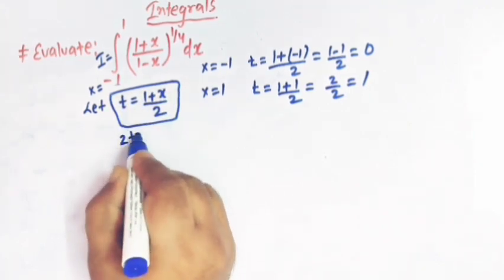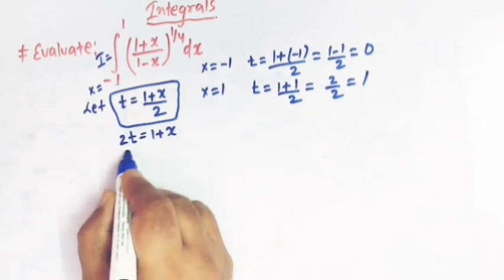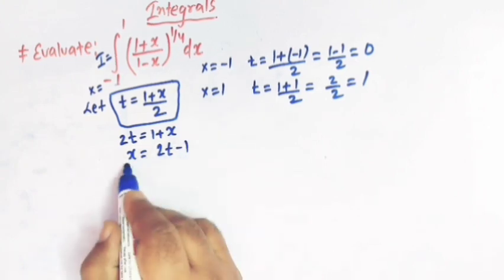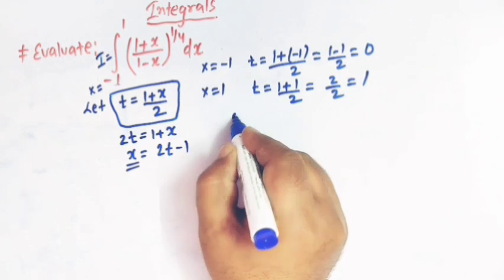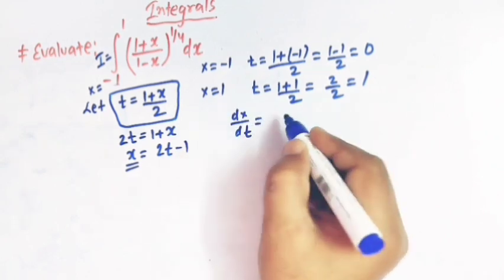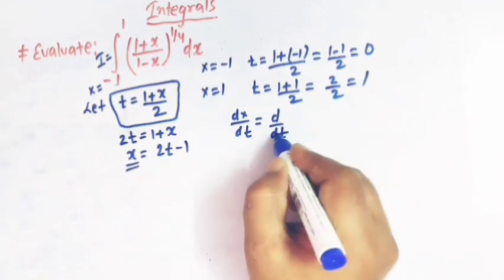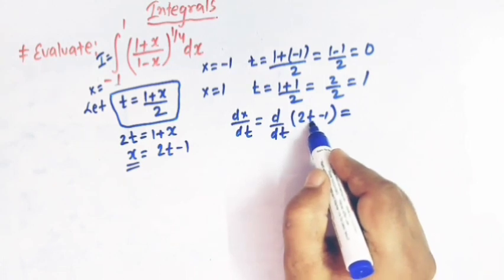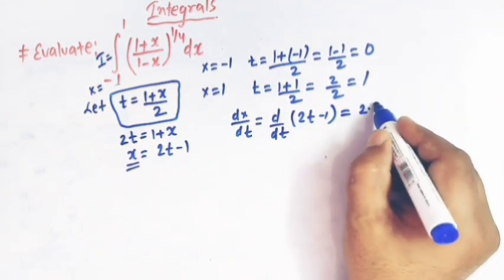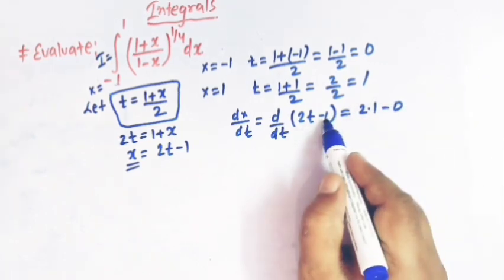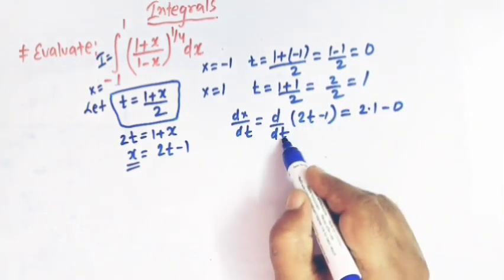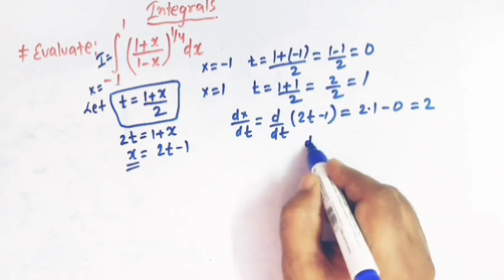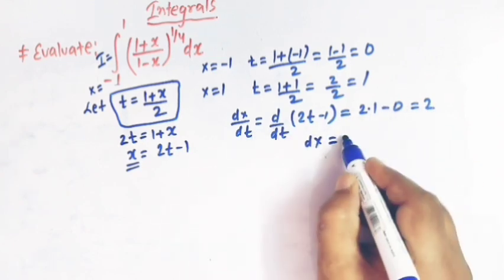So now let us rearrange this expression. We can now write 2t is equal to 1 plus x, or x is equal to 2t minus 1, right? Now let us differentiate x with respect to t. So we have dx over dt is equal to d by dt of 2t minus 1, right? Now see, the derivative of t with respect to t is 1, so we have 2 times 1 minus 0, because the derivative of 1 with respect to t is 0, being a constant. So here we have 2, right? So now we can write dx is equal to 2 dt, right?